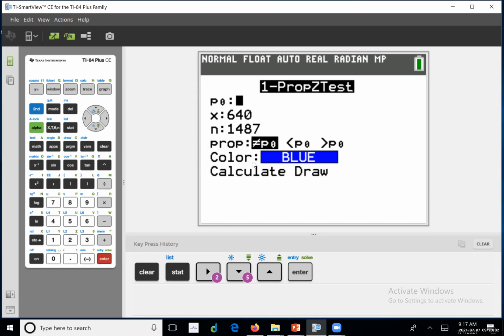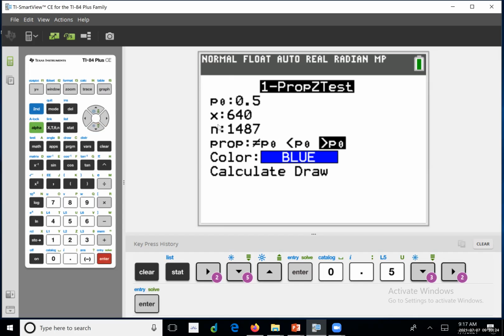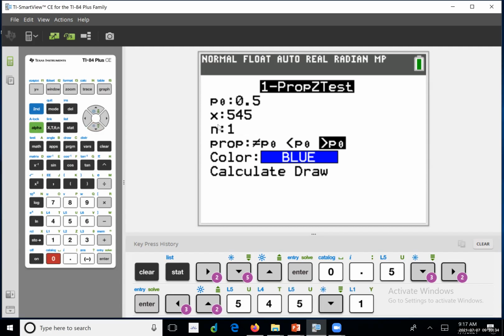It says, what is p naught? I'm going to explain to you in a second how we write all of these. But in this case, p naught is always your claim. You say majority, more than half. So you put half, and more than half is using greater. Then you say 545 out of 1009.